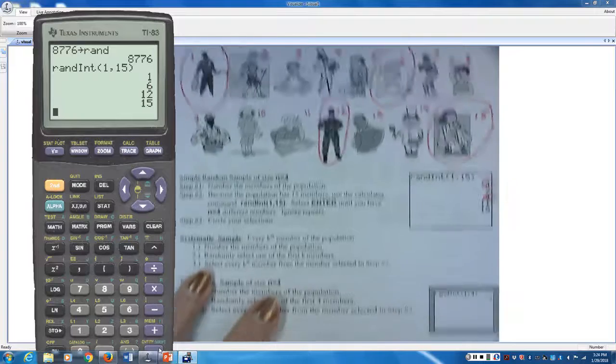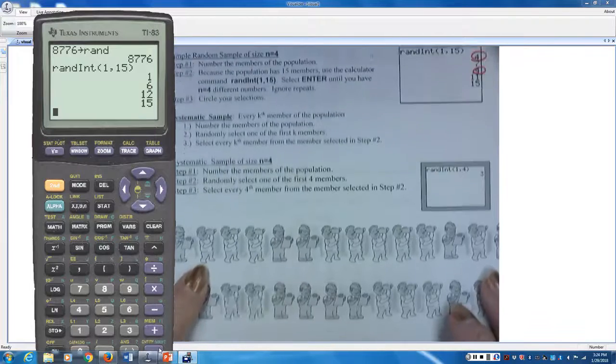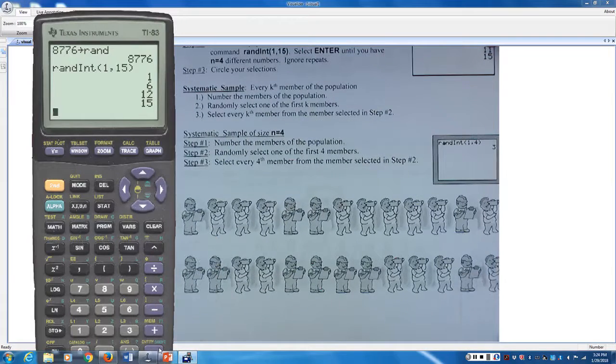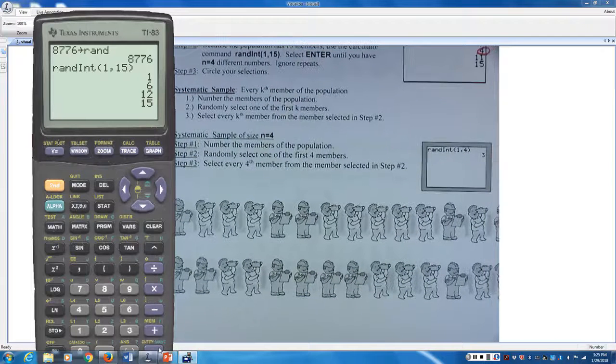The systematic sample, we're going to use the group at the bottom of the page. And it gives you the directions there for doing it. Number the members of the population, randomly select one of the first K members, however you decide to increment your group, and then select every K, and this could be every 4th or every 5th or every 7th, however we wanted to do it. We would select every Kth member. So we have a population here, which once again, you have to have the whole population available to you.